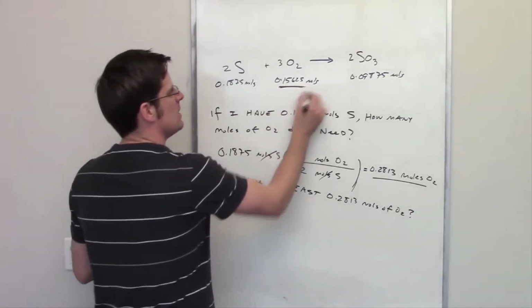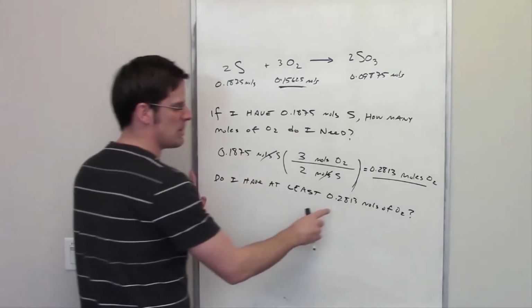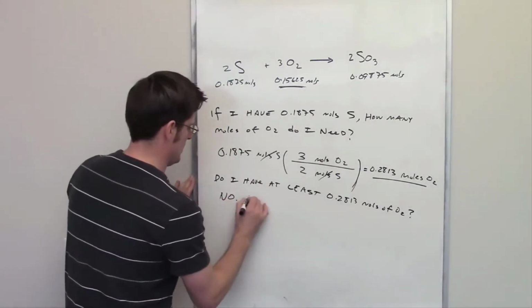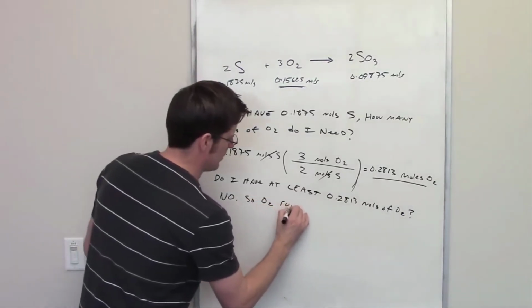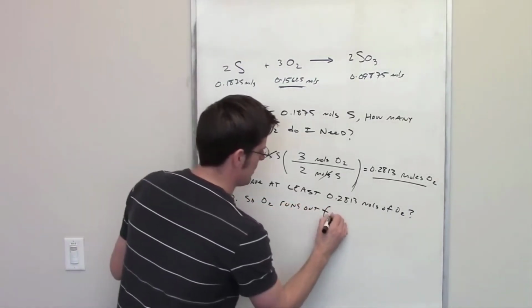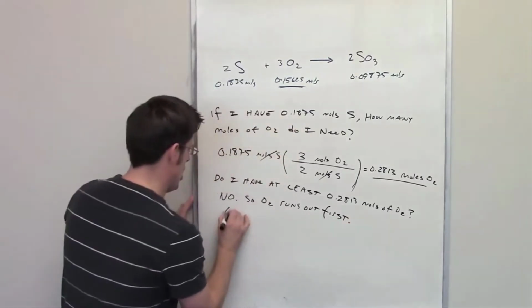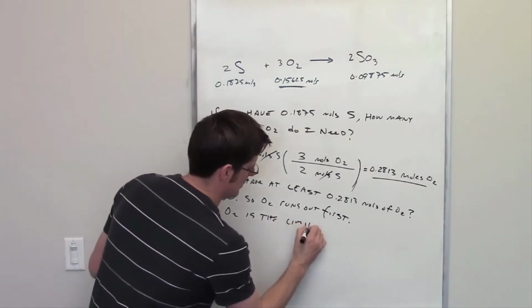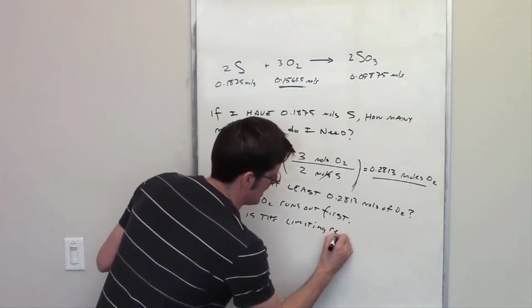I've only got 0.15625 moles. That is a number that is smaller than 0.2813. So the answer is no. So O2 runs out first. And what I mean when I say runs out first, that means that O2 is the limiting reactant. So I'll go ahead and write this down, limiting reactant.